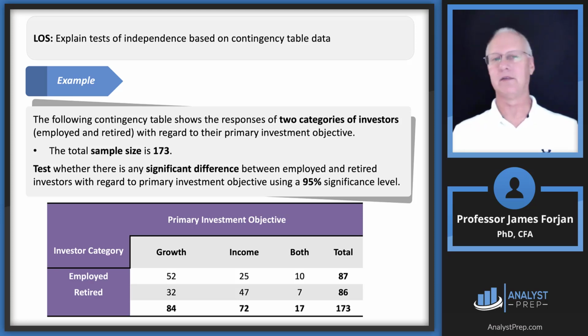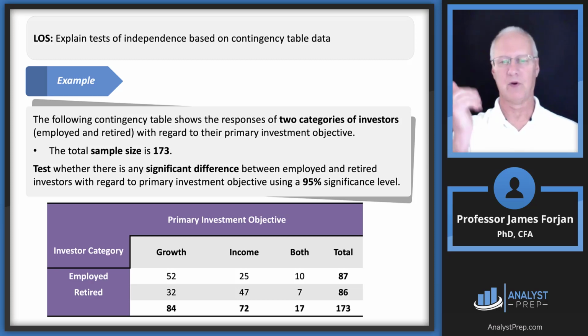And this is a great financial analyst question. If I have clients that are working, and I have clients that are retired, do they have different objectives? So this is a great question, and we can use this contingency table to help us answer it. All right, so after a survey, you got 84, 72, and 17. So notice that those sum to 173, both in the rows and the columns.